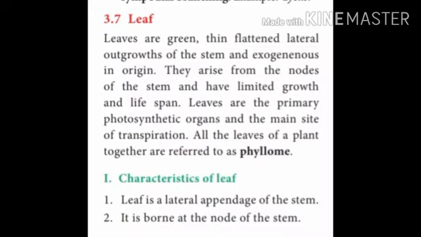We are entering into the next topic, leaf. Leaf is a green, thin, flattened, lateral outgrowth of the stem. They arise from the nodes of the stem, and the leaves are the primary photosynthetic organs. They help in transpiration. All the leaves of a plant together are called the phyllome. It is again a general knowledge question: what is phyllome? The entire leaf present in the plant is called the phyllome. Leaf has its own characteristic features. They are lateral appendages. They are borne on the nodes of the stem.